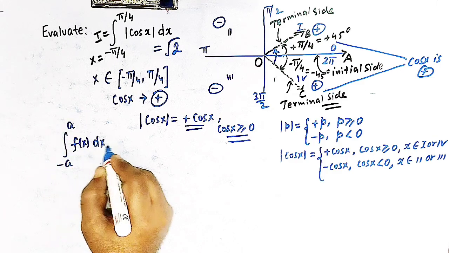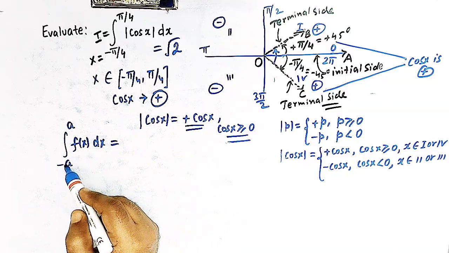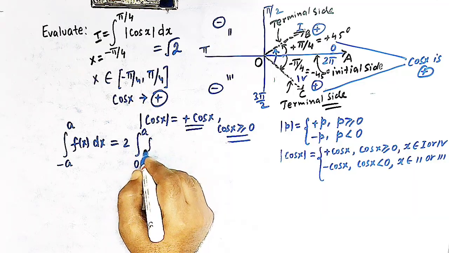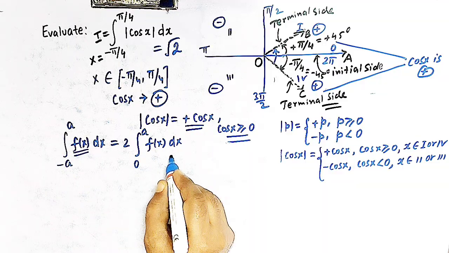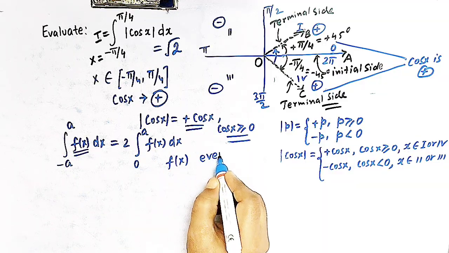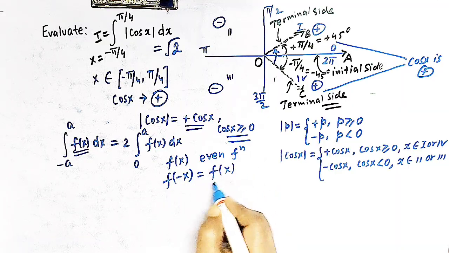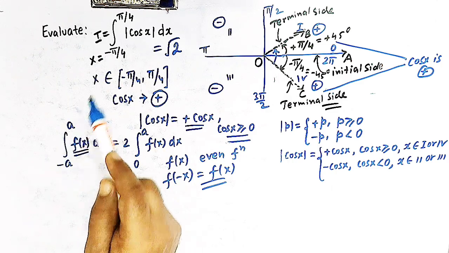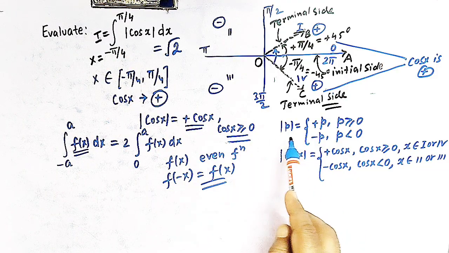And from the properties of definite integrals, we know that this integral is equal to 2 times the integral 0 to a f of x dx, provided this function f of x is an even function, that is f of minus x is equal to f of x, right? So we can first make use of this property to this integral, and then subsequently we can make use of the definition of mod function.